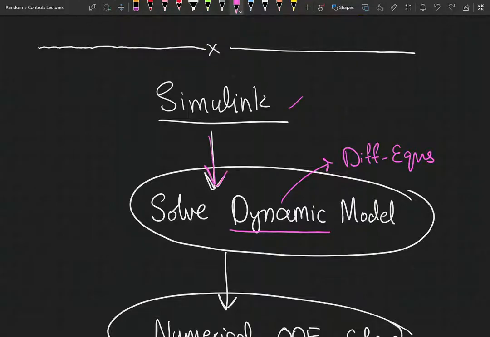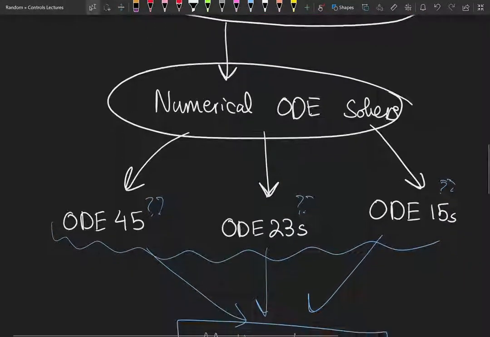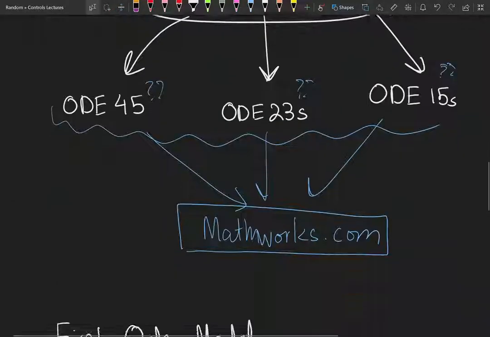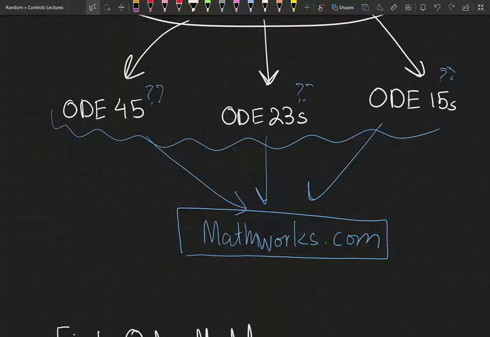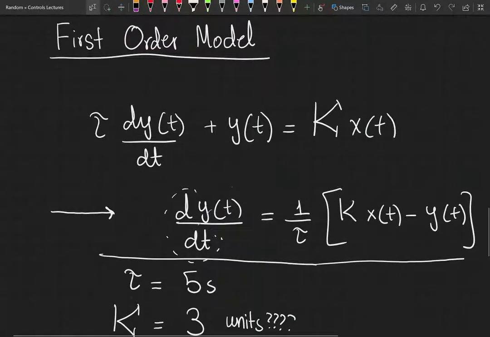Then we're going to solve. Our objective is to solve the dynamic model, meaning we need the solution to our differential equations. And in order to do that, we have various options. We have all the ODE solvers that are available in MATLAB. Which one to use when? Go to mathworks.com. And yeah, this is the model. This is going to be our transition into the next video.